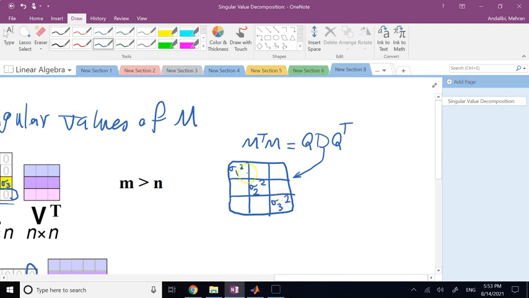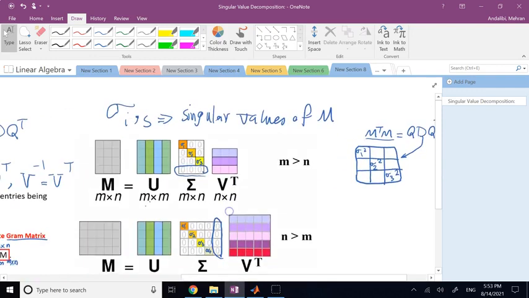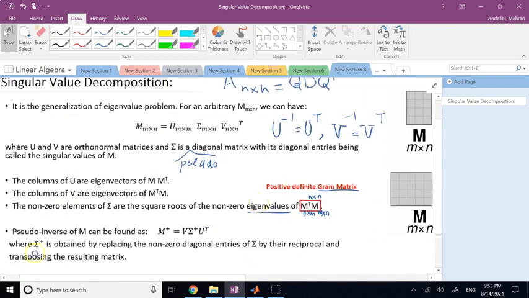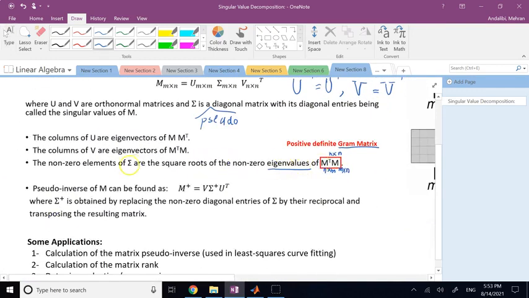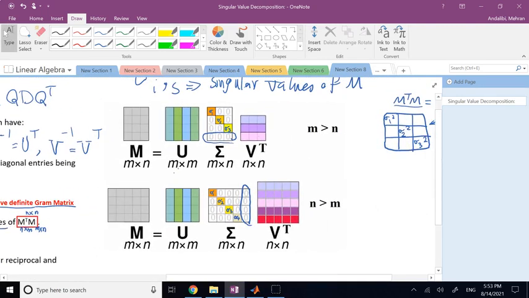And because the eigenvalues of it are all positive numbers, it is a square matrix and it is a positive definite matrix. Okay, so that's why we said this is the positive definite square matrix called the Gram matrix. Of course, now the square root of the eigenvalues of that are going to be what? The singular values.